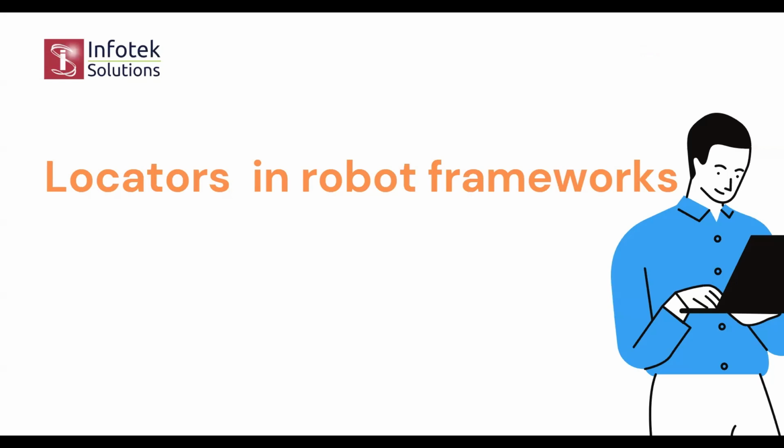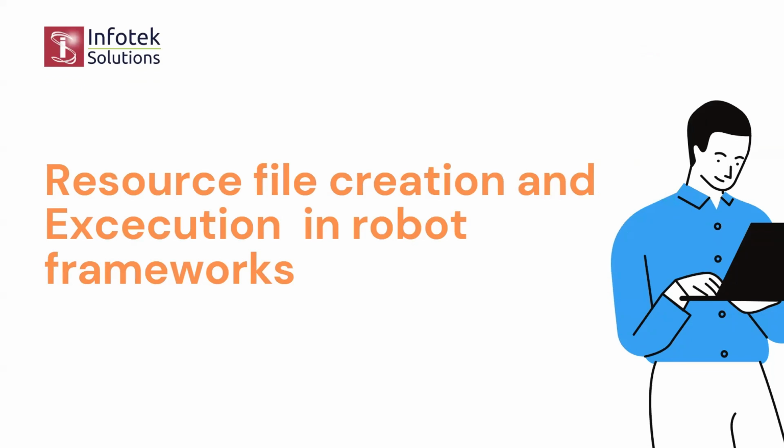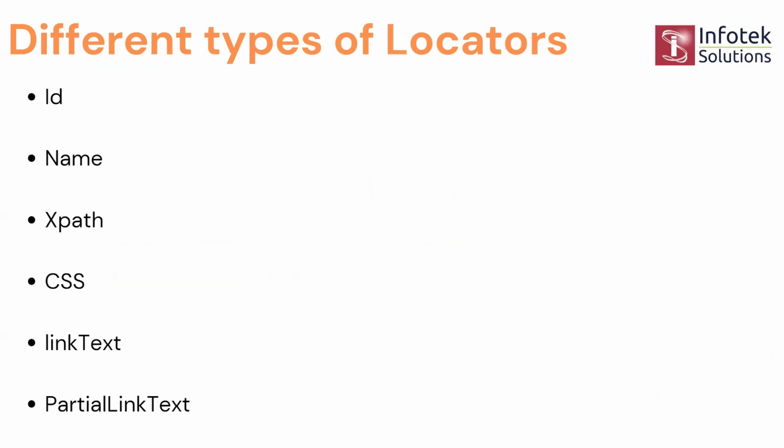I've divided the complete video into two sections. One is locators in Robot Framework, and the second is how to create a resource file and how to execute in Robot Framework. First, let's talk about the different types of locators. If you have gone through Selenium before, you'll be familiar with these, but I'll still tell you the names of the different types of locators you will come across in a real-time project. They are ID, name, XPath, CSS, link text, and partial link text. We'll be using all of these locators in our project.